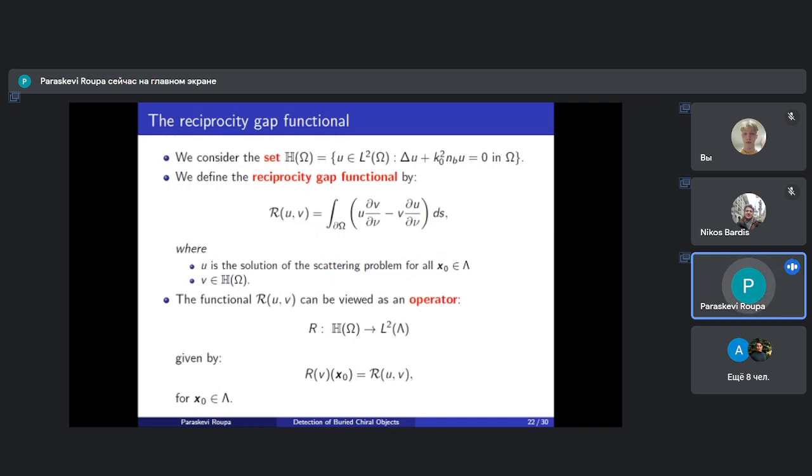The last part of our talk is the reciprocity gap functional. First of all, we have to define the set H of omega, which is the set of the solutions of this Helmholtz equation. Then we are in a position to define the reciprocity gap functional, which is given by this formula, and this is the integral on the boundary of omega, where U is the solution of the scattering problem for all x0 which are in Lambda, and V is a function in H of omega. This functional can be viewed as an operator, as we can see by this formula, given by this integral equation.